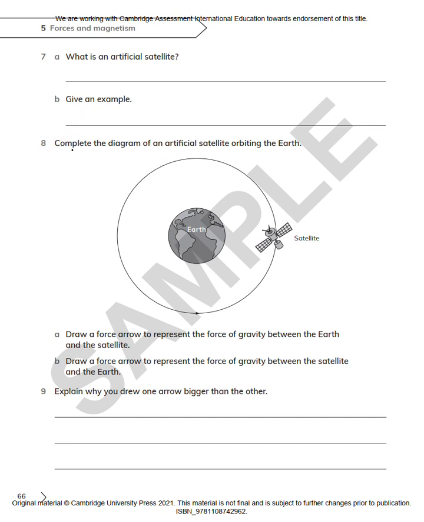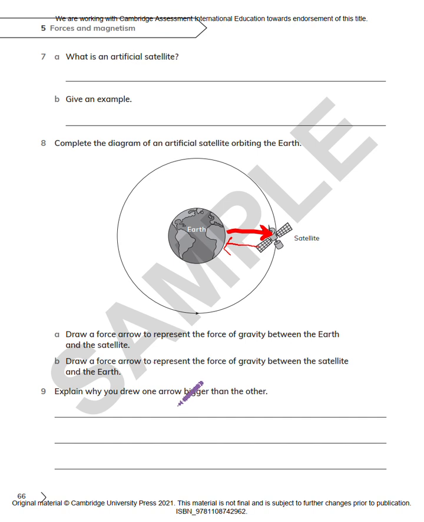Question 8. Complete the diagram of an artificial satellite orbiting the Earth. Draw a force arrow to represent the force of gravity between the Earth and the satellite. Draw a force arrow to represent the force of gravity between the satellite and the Earth. So, the Earth exerts a larger amount of gravity than the satellite. So this arrow needs to be bigger than the other arrow. Like this.